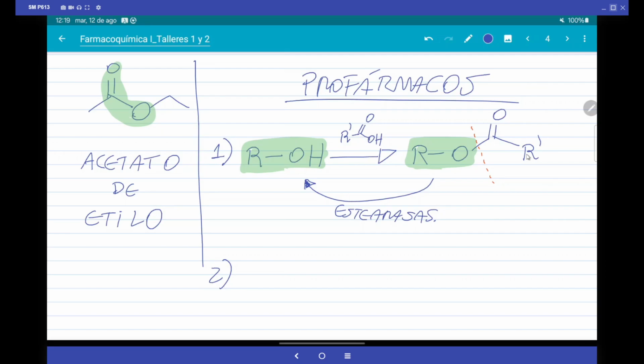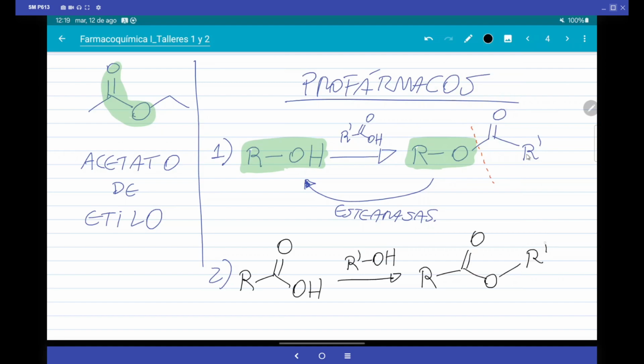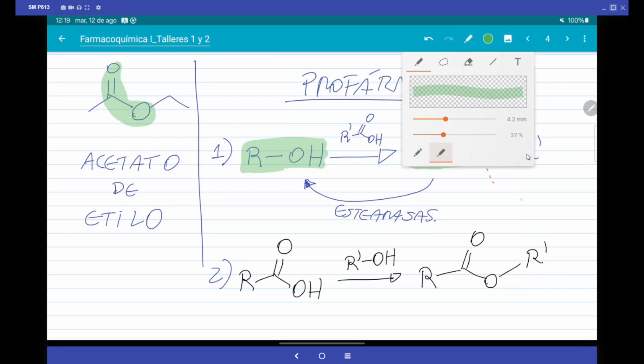And the last way is when the drug of interest is a carboxylic acid. So if your drug is a carboxylic acid, you make it react with an alcohol to form the ester. Well, here I am entering the detail of the reaction. All this part is the drug. So now, here is the drug.